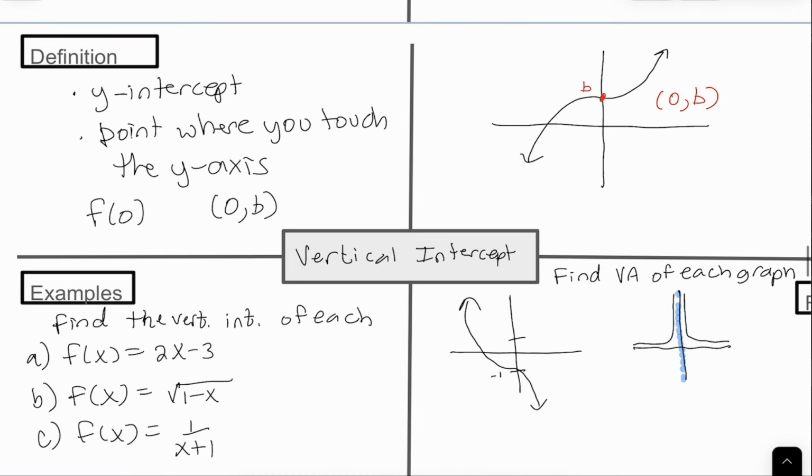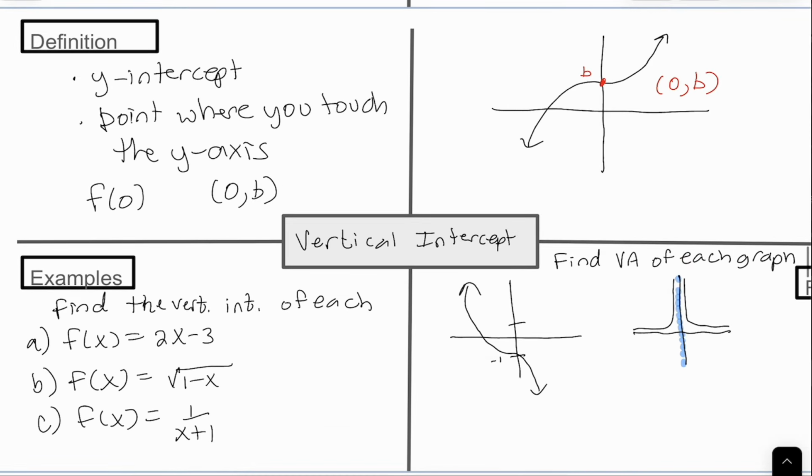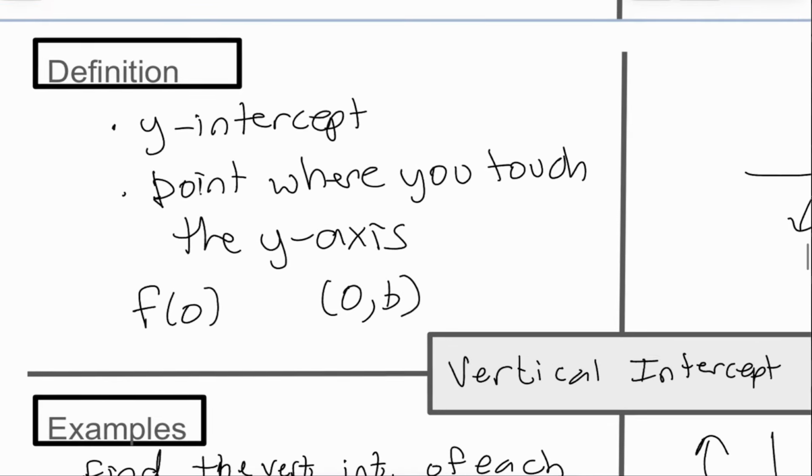Now let's go to vertical intercept. For vertical intercepts, let's start with the definition. That is another way to describe the y-intercept. It's the point where you touch the y-axis. It is f of 0, so plug in 0, what do you get out? If I input 0, what is my output? It is commonly referred to as b. The y-intercept is the point (0, b).